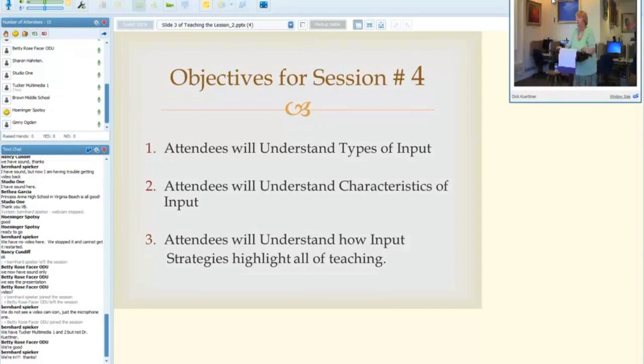Really, these input strategies do highlight all of what we do in teaching. The input strategies have to do with our delivery. They have to do with the approach that we're using in the classroom. They have to do with our assessment. They have to do with our own personal understanding of how students receive information, and then our reflection as professionals. So what this session on the 3 standards has turned out to be, for me, is a personal review of how do we teach.